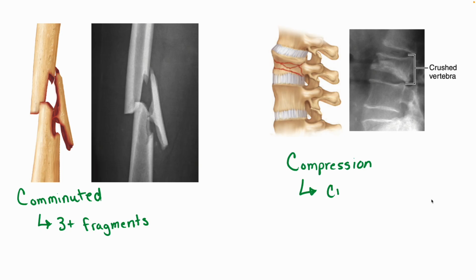Compression fractures are going to be when you have crushed bone. This is going to be common in older adults, who have more brittle bones. They generally are going to have more porous bones, and when they're subjected to trauma, those bones are more likely to break.